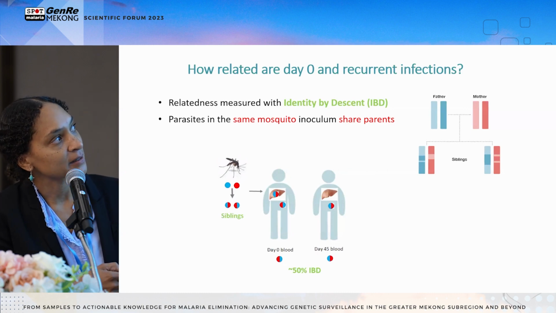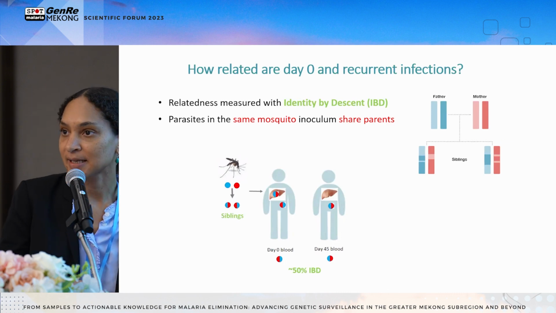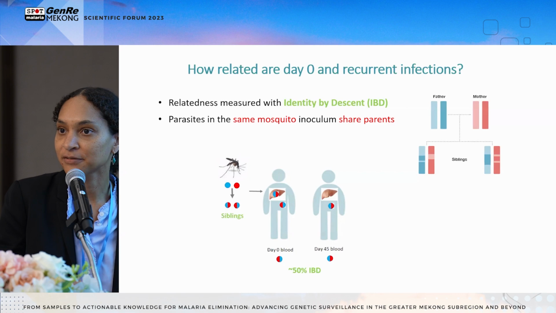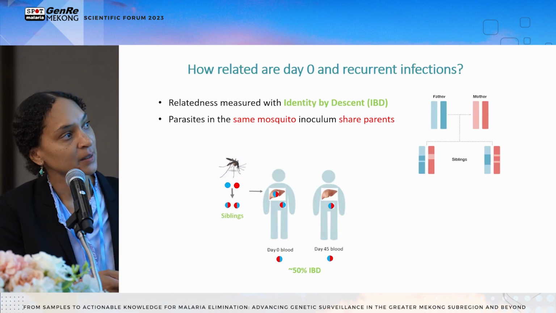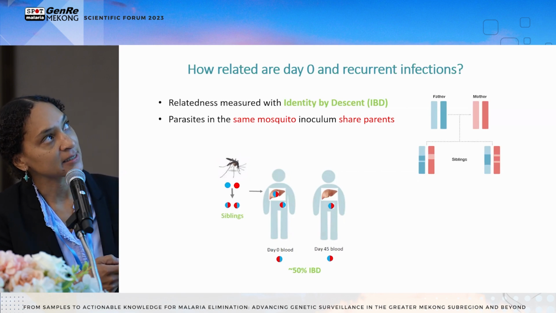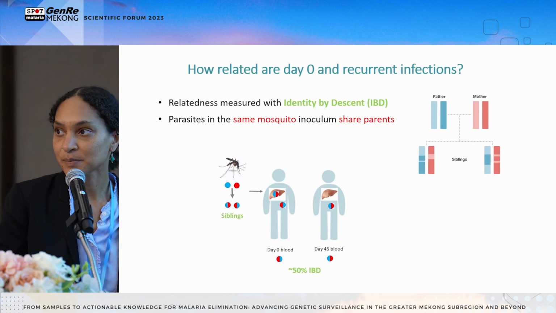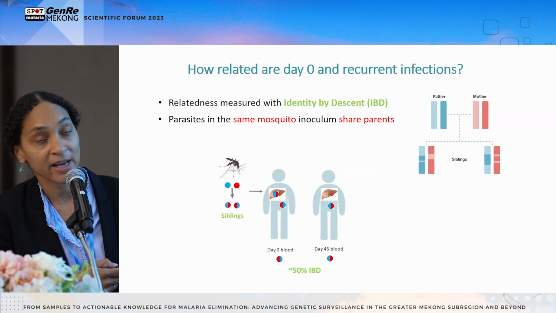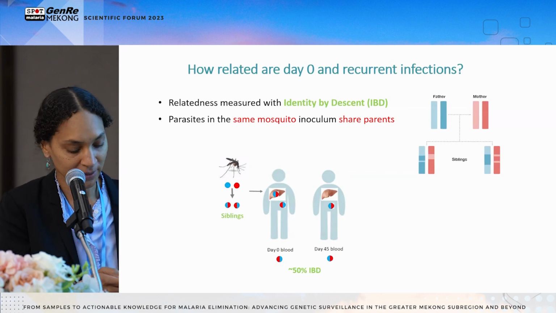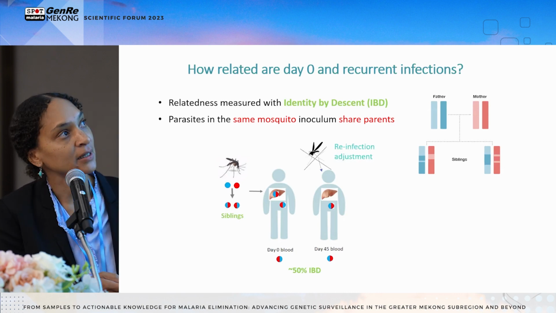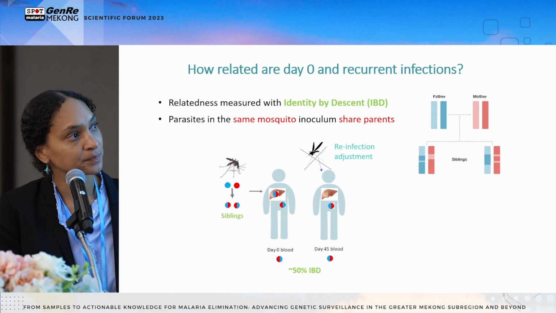So if one of these parasites comes out at day 0 and the other comes out at recurrence, if we did the classic MSP1-2 type classification, we might say, well, they're different, it's probably a reinfection. But if we look at identity by descent, which we can use to measure relatedness, we'll see they're different, but actually they look quite related. And we think these share parents and come from one inoculum. And so we can now actually rule out reinfection as a likely cause.